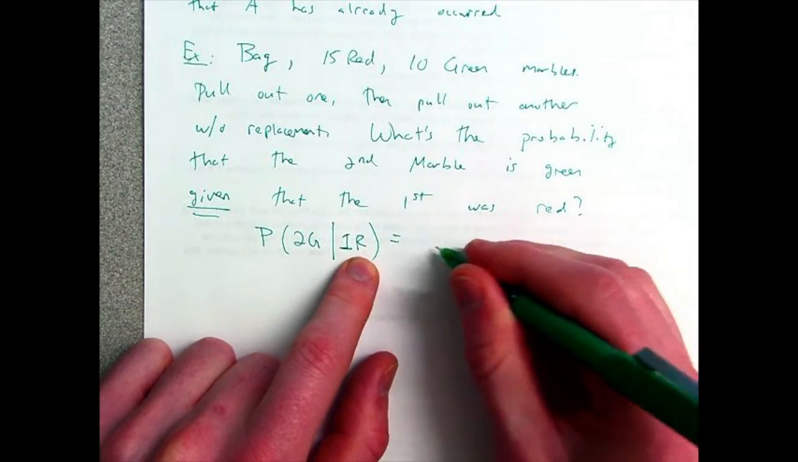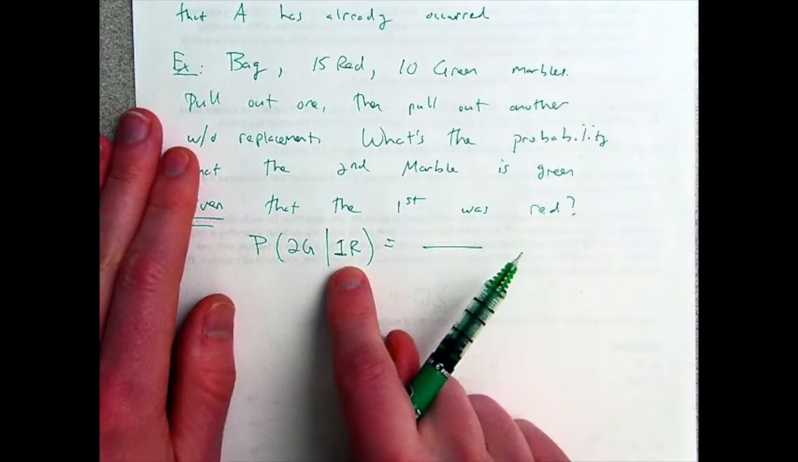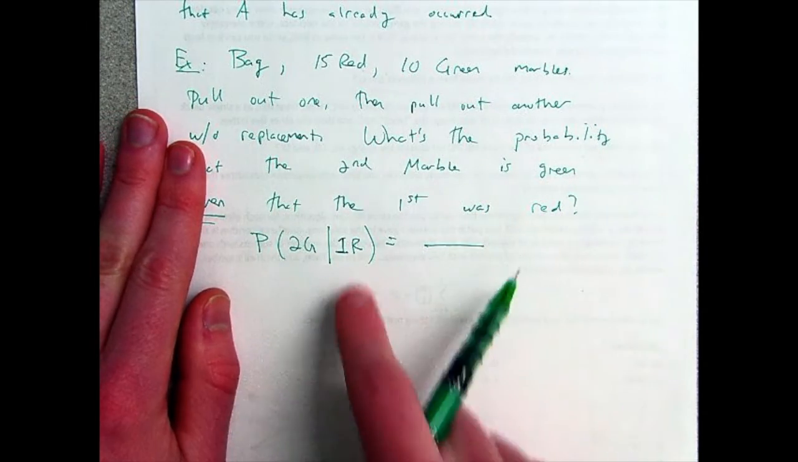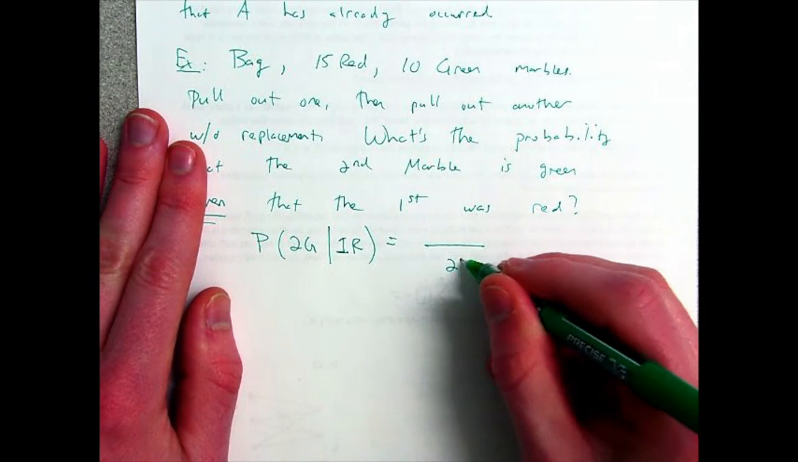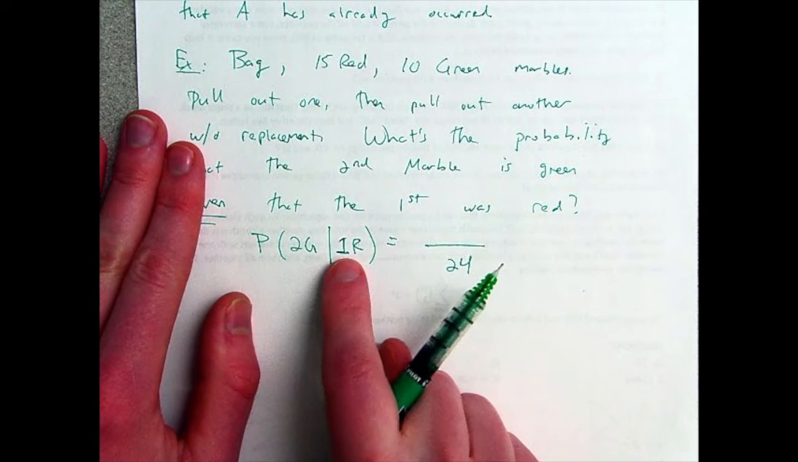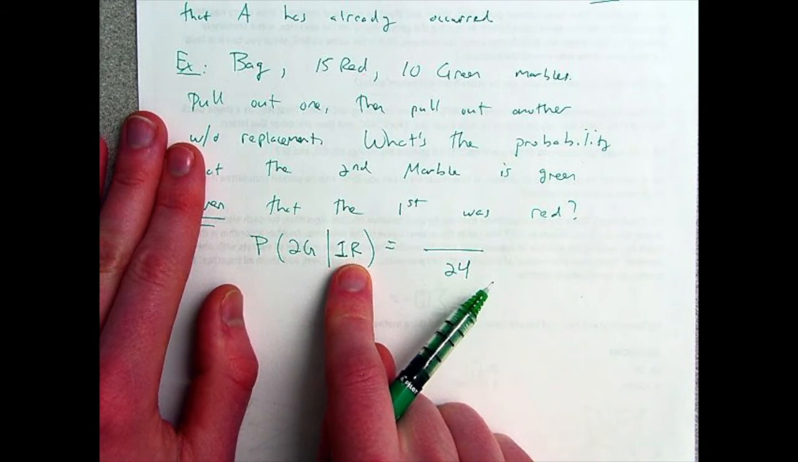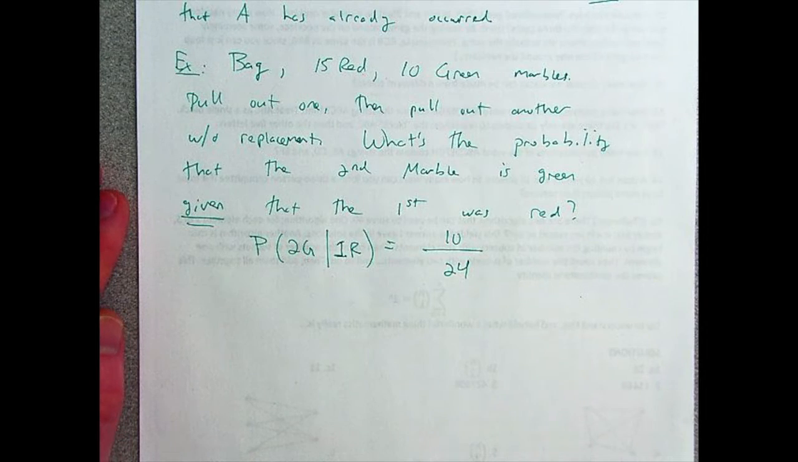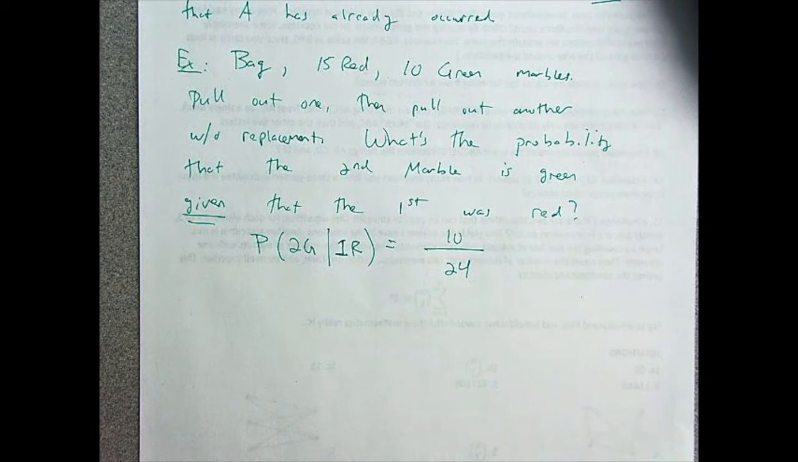Originally there were 25 marbles in the bag, but given the fact that the first marble was red, we've already taken out one red marble. That means there are now only 24 marbles left in the bag. And of those marbles, how many of them are green? Well, since we're assuming the first marble was red, there are still 10 green marbles left in the bag. So the answer is 10 out of 24. Okay, so that's an example of given probability.